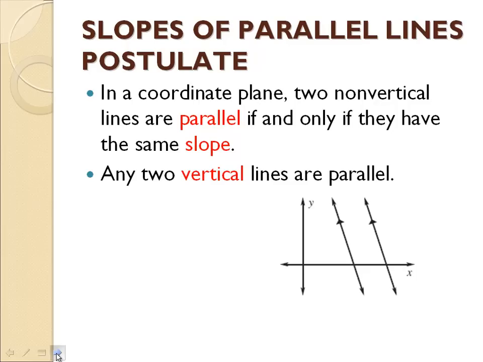Slopes of parallel lines postulate. In a coordinate plane, 2 non-vertical lines are parallel if and only if they have the same slope. So if they have the same slope, they're parallel. If they're parallel, they have the same slopes. And also, any 2 vertical lines we know are parallel.